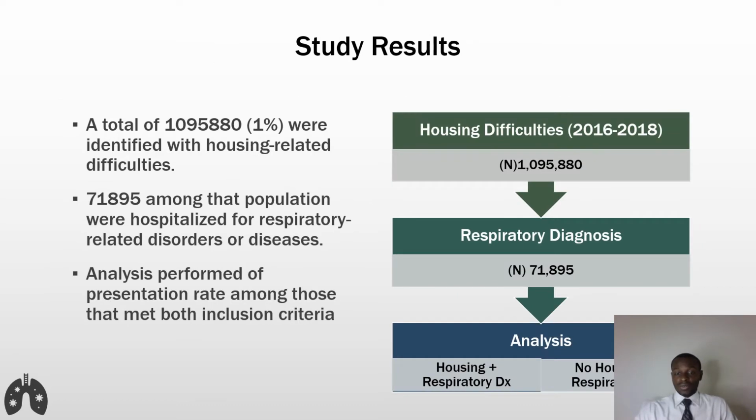Study results. A total of 1,095,880 presentations, both primary and secondary, were identified meeting the inclusion criteria of housing difficulties. Now, of these individuals, a total of 71,895 were identified as having a respiratory presentation. Of those populations, the analysis was conducted on individuals with respiratory presentations plus housing difficulties and respiratory presentations without any housing difficulties.